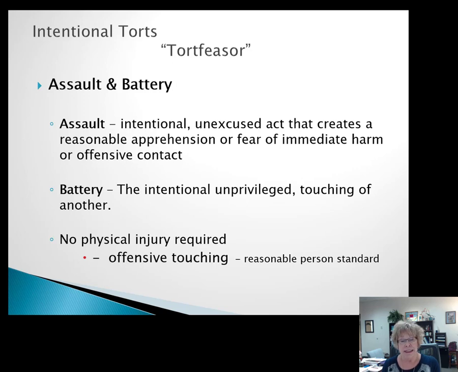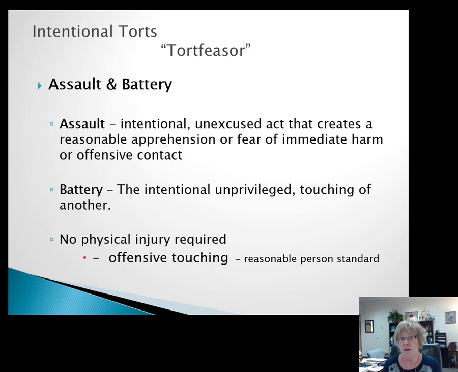So a battery is the intentional, unprivileged touching of another. Now think of that, touching of another. If I hit you in the head with a bat, I obviously have caused you physical harm. But you can commit a battery against somebody by just a touch, and there doesn't have to actually be proved to be actual harm done. And what we're talking about there is the battery committed by just some kind of offensive touching.